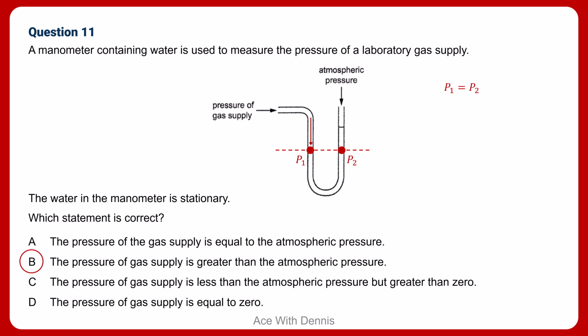The pressure at P1 comes from the pressure of gas supply. So let's label it as P gas. For P2, the pressure comes from the atmospheric pressure, P atm, and the pressure of the water, P water. Hence, as you can see, this equation, P gas equals P atmospheric plus P water. Therefore, we can make a conclusion that the pressure of gas supply is greater than the atmospheric pressure.